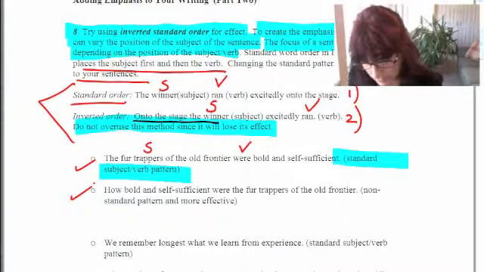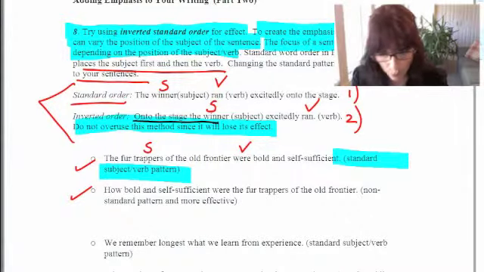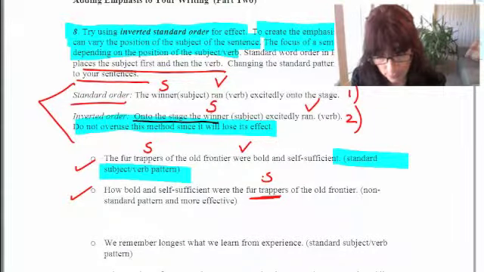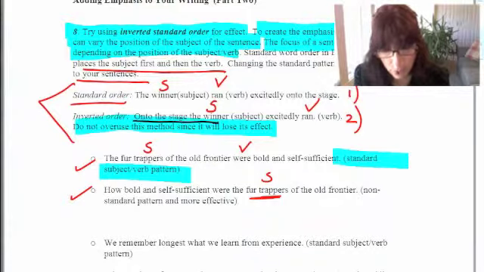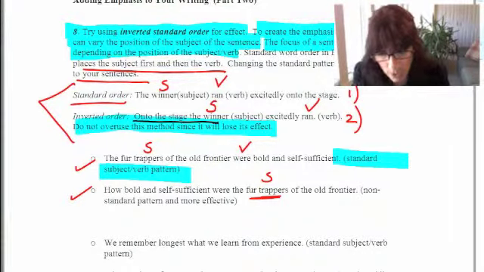But if you look at this second sentence, how bold and self-sufficient were the fur trappers of the old frontier. You see how that has switched up, because fur trappers, which was the subject, is now over here. So now it's a non-standard pattern, it's quite effective, it's for emphasis. How bold and self-sufficient were the fur trappers of the old frontier. Again, you don't want to use that non-standard pattern often, but it's nice for effect here.